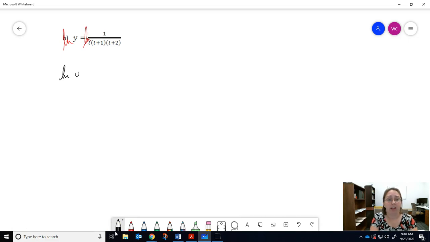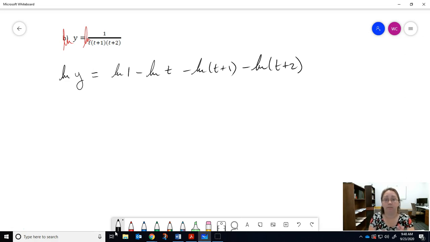So on the left, we have ln of y. On the right, let's expand it. So ln of what's on top, it's a positive ln. Everybody else is on the bottom, so they're all going to be negative ln. So negative ln of t, negative ln of t plus 1, and negative ln of t plus 2. It's expanded. Can't expand it anymore. There's no powers. There's no more product rules or quotient rules. So we're ready to take the derivative.